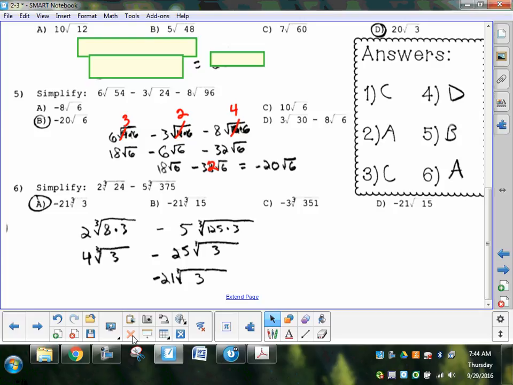Okay? You have to be able to take those steps. You've got to know those perfect cubes. Questions on this?